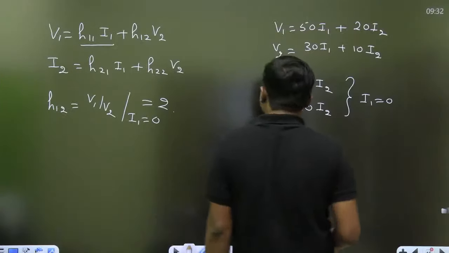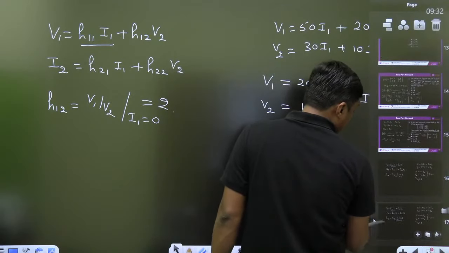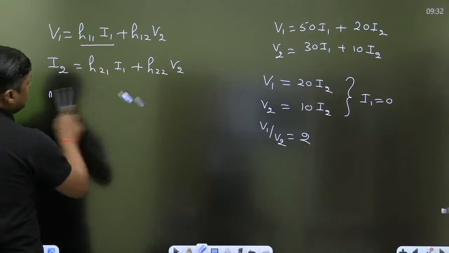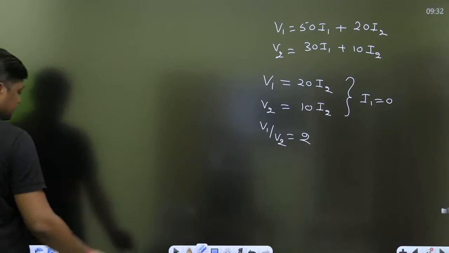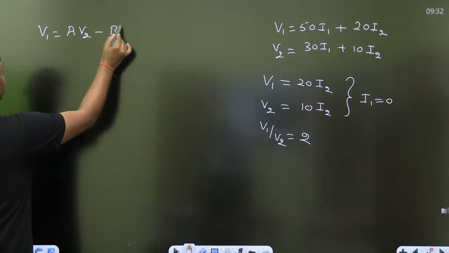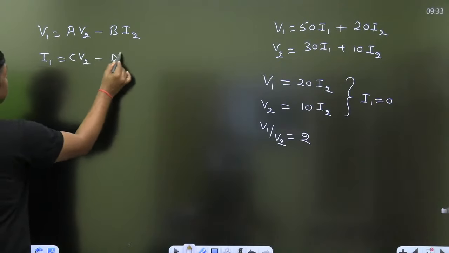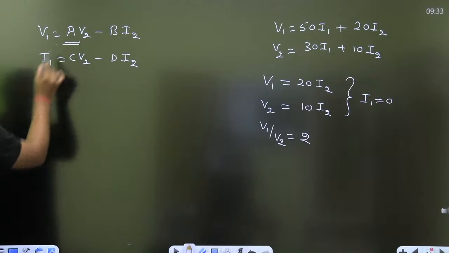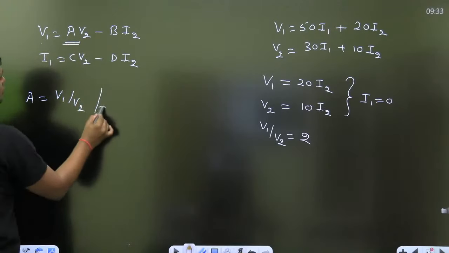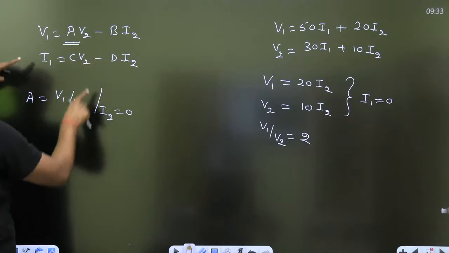But if you want to find the value, then remember, what are the ABCD parameters? Write the ABCD parameters. V1 is equal to A V2 minus B I2 and I1 is equal to C V2 minus D I2. You have to find the A. So A is equal to V1 by V2 with I2 equal to 0. Very simple.